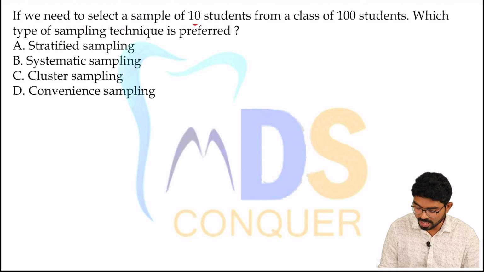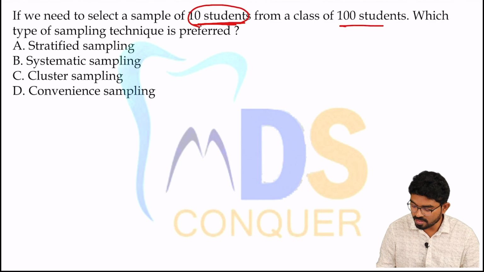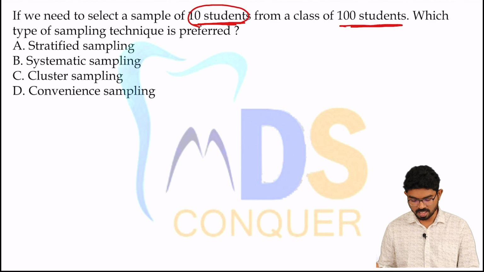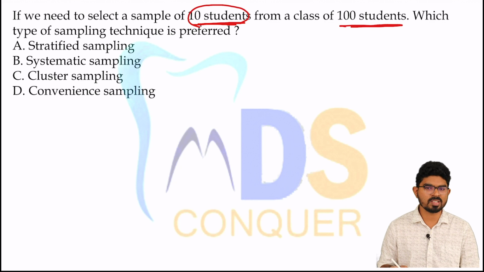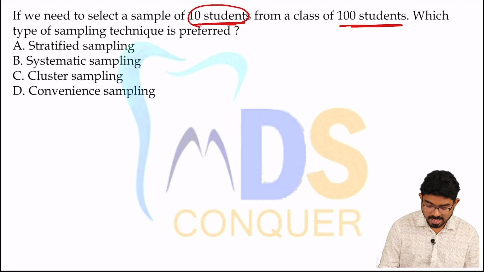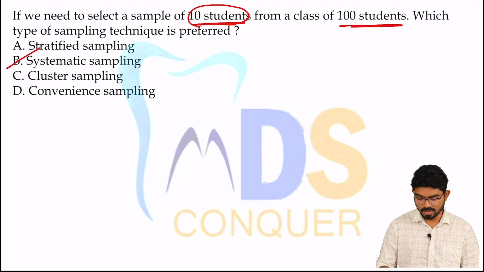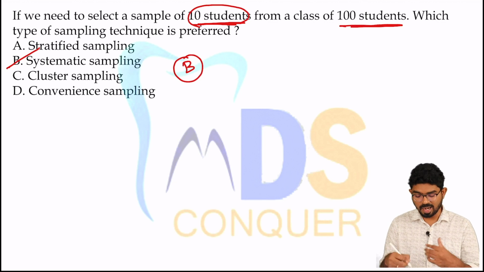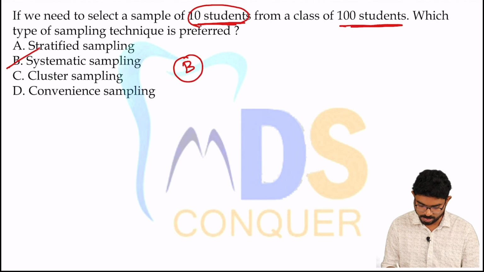If we need to select 10 students from a class of 100, what is the best technique of choice? It's very simple, if you know the meanings of all the 4 options which are given in the question. The answer is systematic sampling technique. The answer is B, and I'll try to explain it with examples over here.